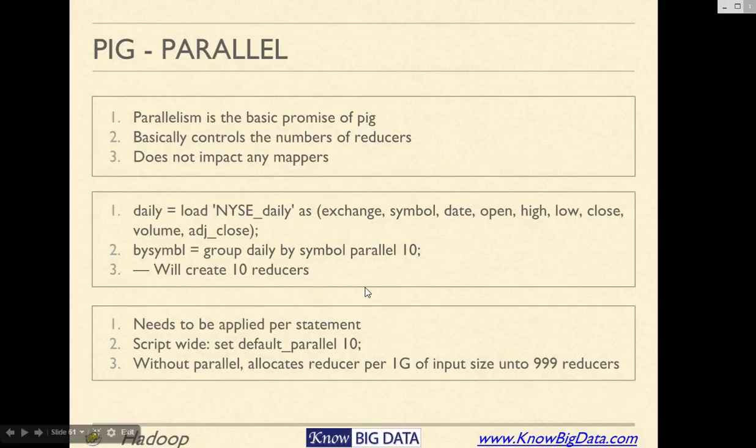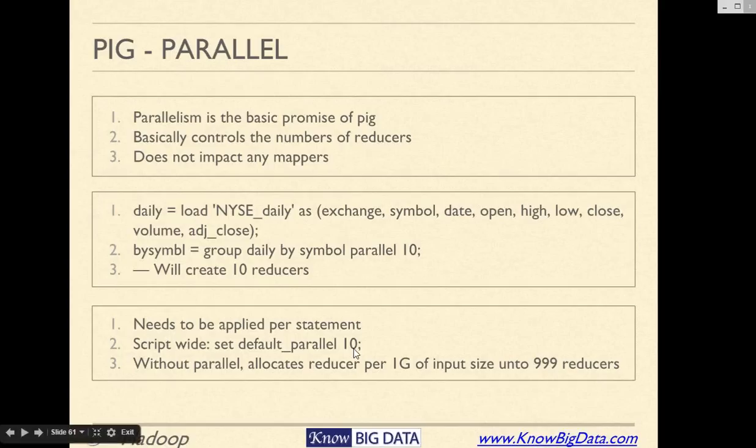Also, if you want 10 reducers for every command that will result in reducers, you will have to give parallel 10 with every command, right? So that becomes a little cumbersome. So if you want all your commands to generate 10 reducers, you can set it script wide. Say you've written a script which has a number of commands. Some of these commands will generate reducers, and you want 10 reducers to be generated all the time. Instead of repeating the parallel 10 keyword every time, on the top of the script, you can just say set default parallel 10, right?